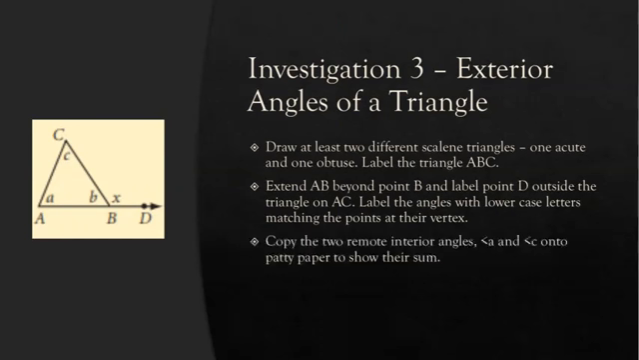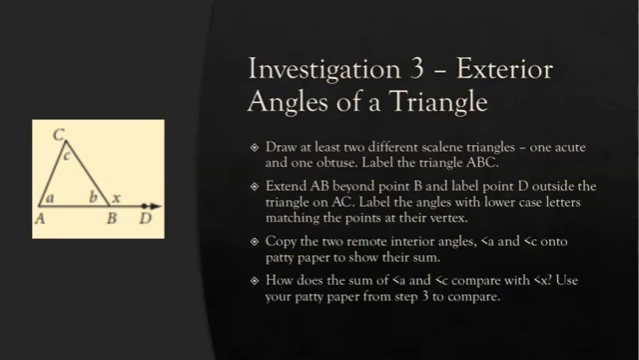Copy the two remote interior angles, angles A and C, onto patty paper next to each other so that you can add them together to show their sum. And then how does that sum compare with that exterior angle, angle X? Use your patty paper from the previous step to compare.